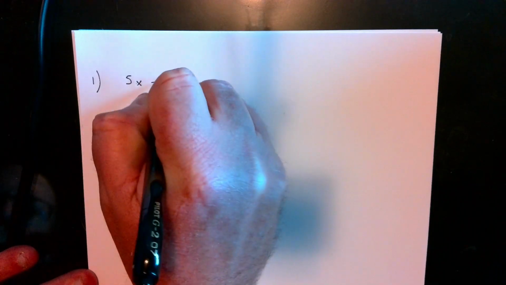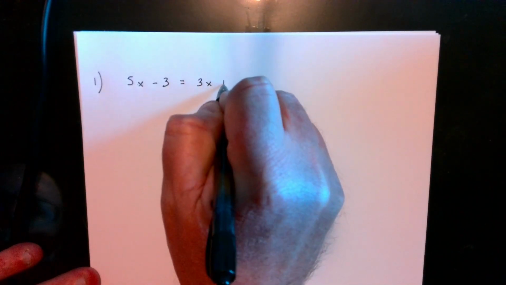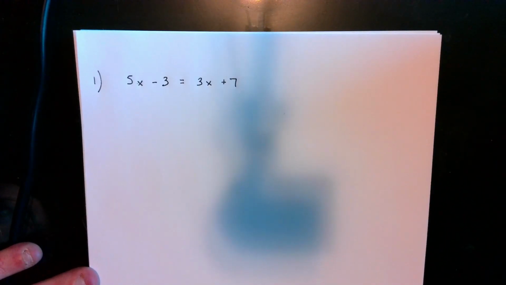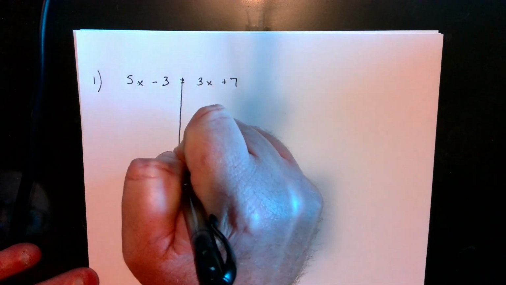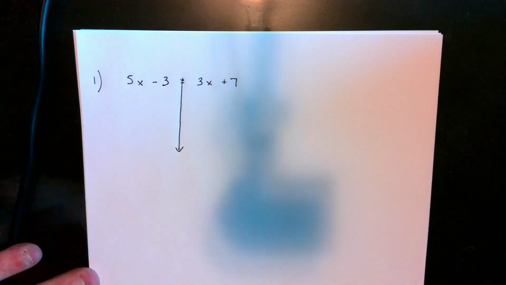Today we're going to look at how to solve multi-step equations with variables on both sides. If we had the equation 5x minus 3 equals 3x plus 7, we want to find the equal sign. We want to break this problem in half, so we get a right side of the equation and a left side of the equation.